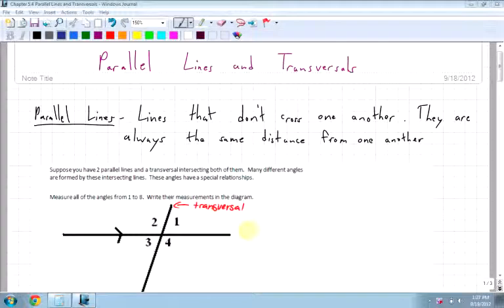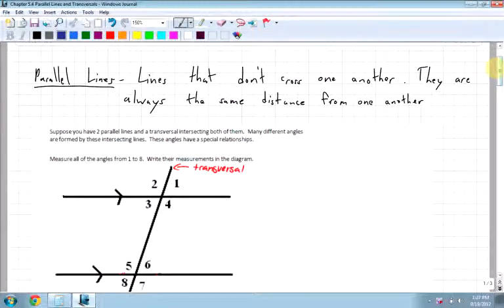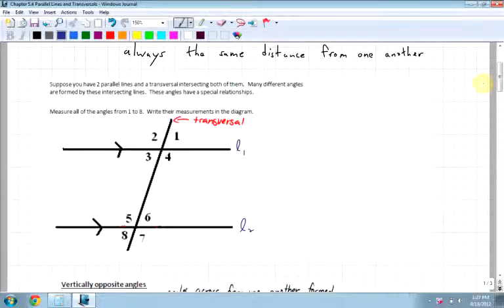Okay, the next lesson, parallel lines and transversals. So here we'll look at what happens when parallel lines and transversals combine. Parallel lines are lines that don't cross one another, and they are always the same distance from one another, like these two. Here I have line 1 and line 2, kind of like train tracks, where they never cross one another. The transversal, again, is that line that crosses the two lines and cuts and intersects them both.